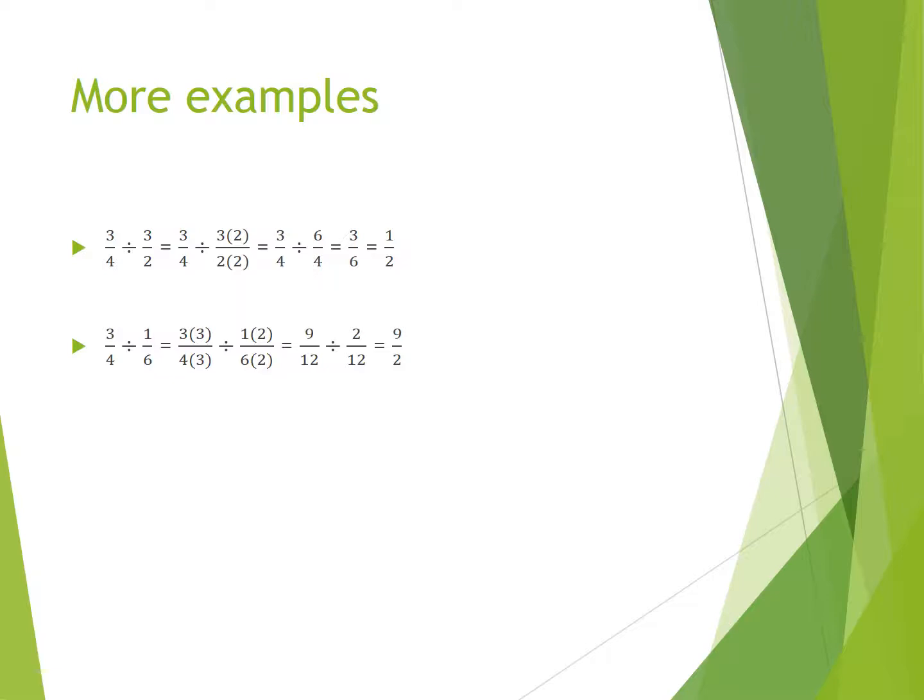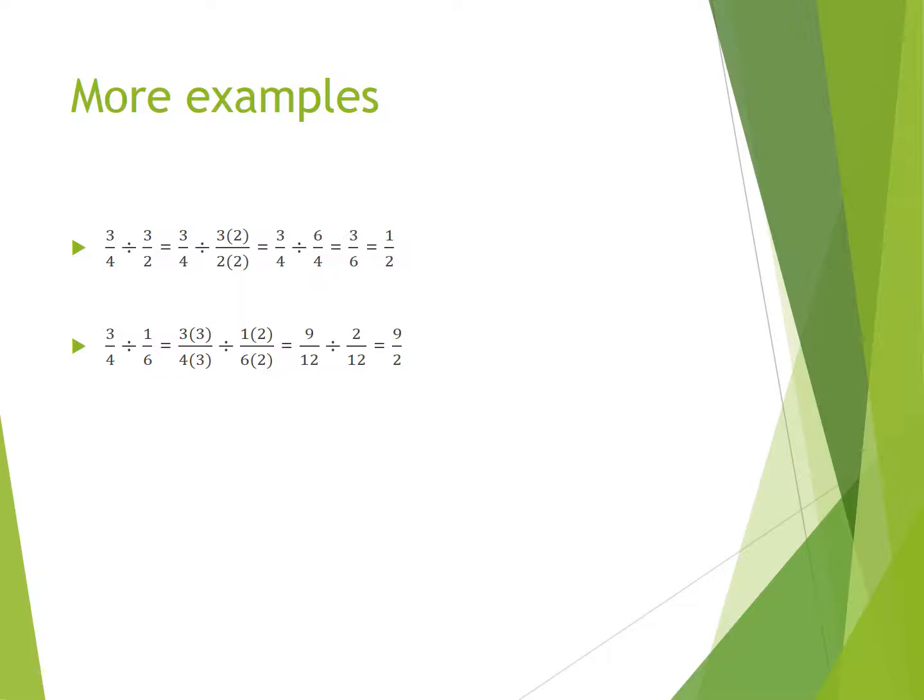3/4 divided by 3/2. I'll get a common denominator of 4. 3/4 already has a denominator of 4. 3/2 I can change into 6/4. So I now get 3/4 divided by 6/4. The bottom is just a 1. The top is 3/6. So 3/6 is our answer, or simplify to 1/2.